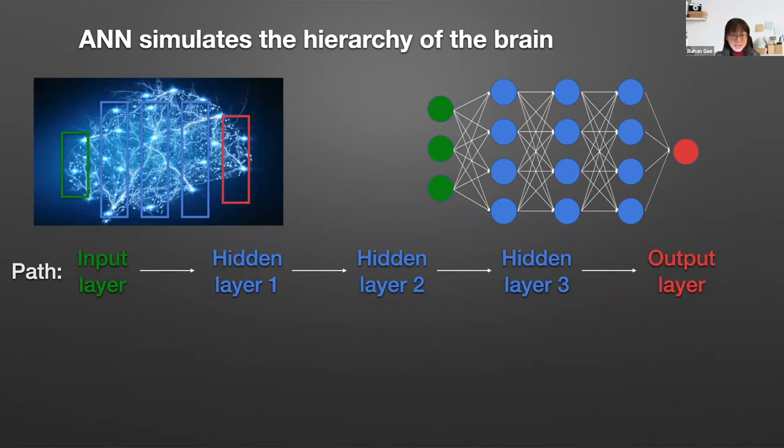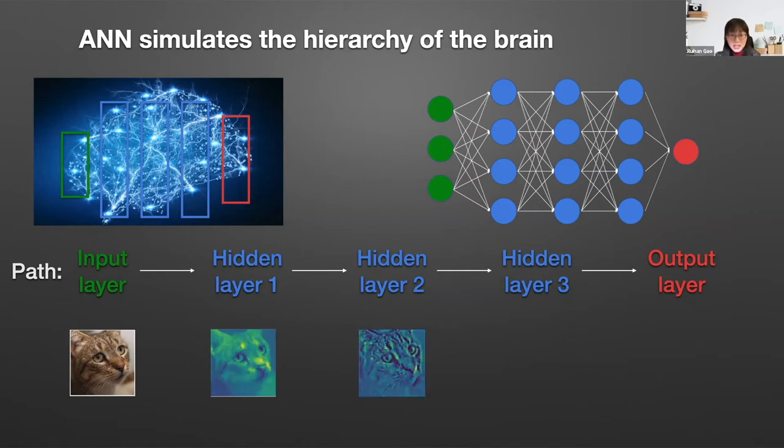Take the cat classification task as an example. The input to the brain, or ANN, is the raw image of a cat, while hidden layers extract features at different scales, such as blurred outline profile, edges and corners, and high-level semantic features like eyes and ears. The final output can be a classification result, cat, representing the category the input belongs to.